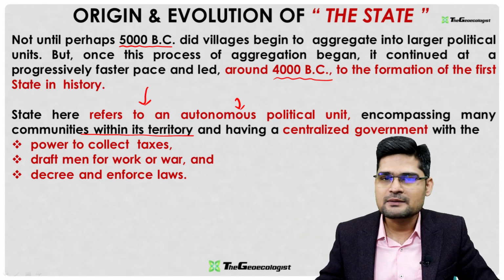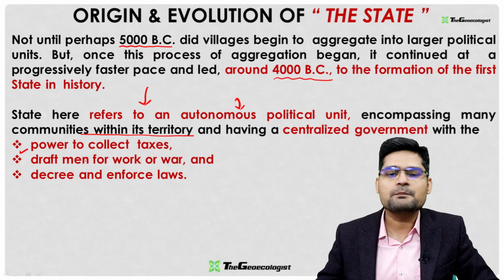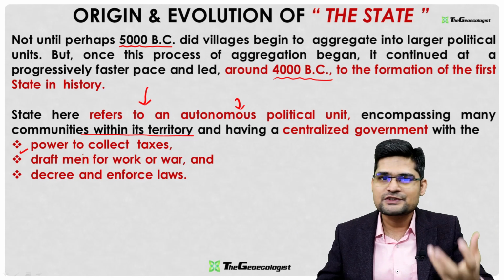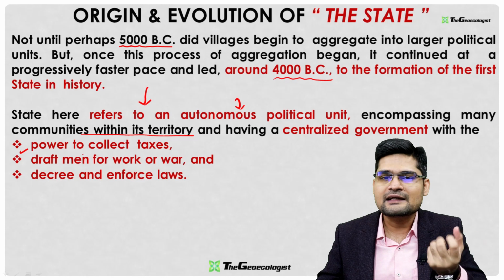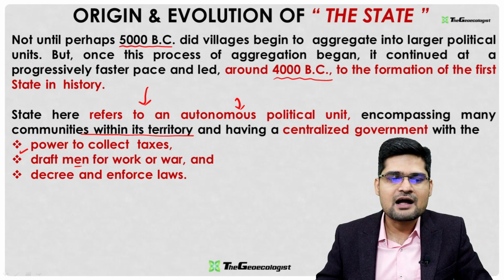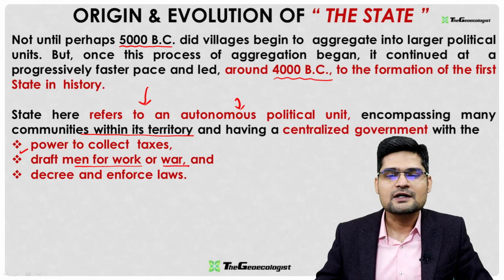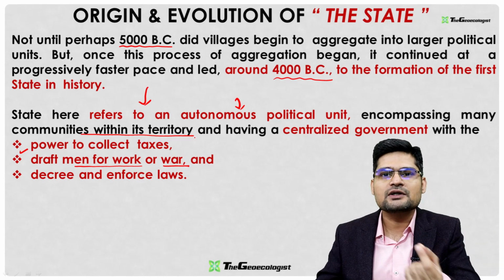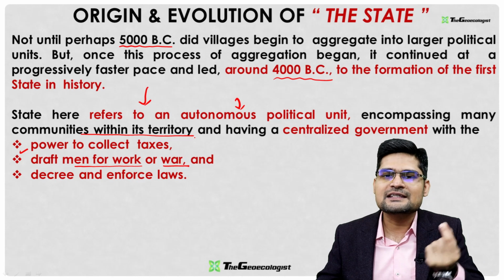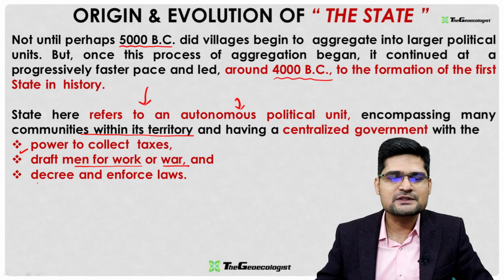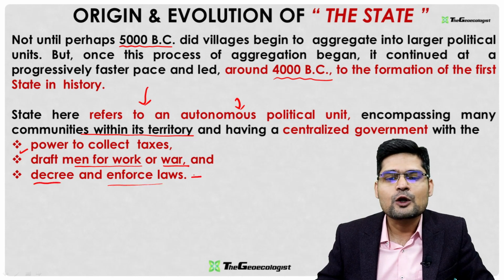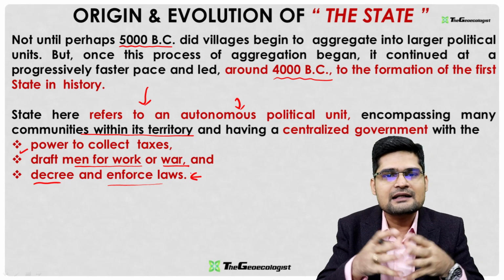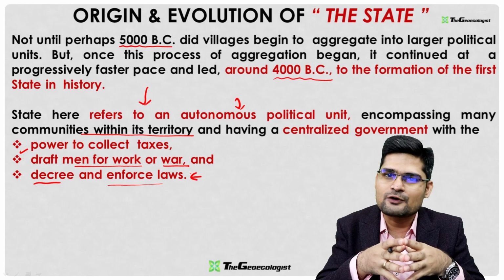So what were the important points here? Three important points. The power to collect taxes, which we also remember as the Nile tax in the Egyptian civilization. From there we got the idea of the taxation system. Then we say draftmen for work or war, so you say the inventory for war and people involved in building the safety and security of the state. And then what we observe is the decree and enforcement of law. So these are the three basic parameters on which we understand the origination or evolution of the concept of state.